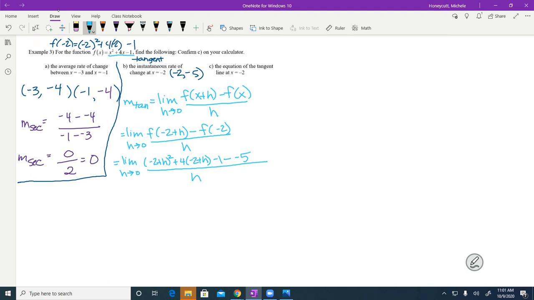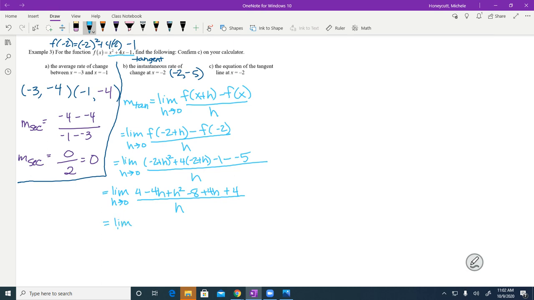Then I'm going to do a lot of algebra. The limit as h approaches 0. -2 plus h squared is 4 minus 4h plus h squared. Distribute the 4, I get -8 plus 4h. And then -1 plus 5 is +4 all over h.